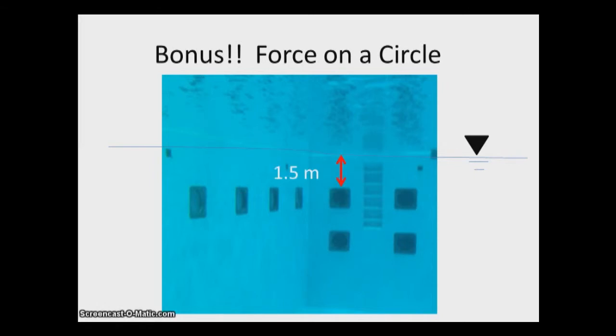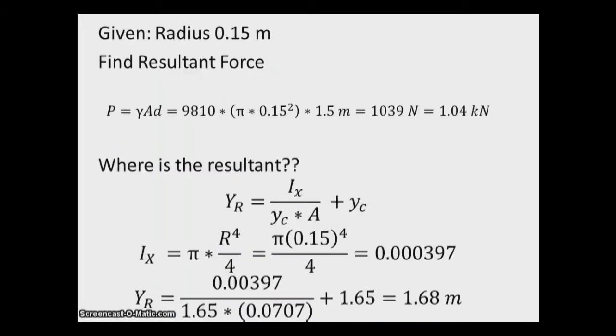So for this case, the circle viewing window is 1.5 meters below the surface of the water, and our radius is 0.15 meters. So we want to find the resultant force. The strategy is similar to the last one in that we want to use the formula method, gamma times A times D, which gives us a resultant force of 1.04 kilonewtons. So you can say to her, or him, you know, this circle, you can still see out of it, but it's so much less force that it's holding back.